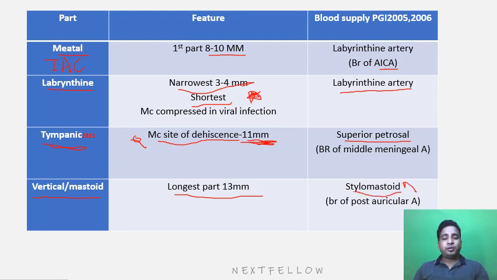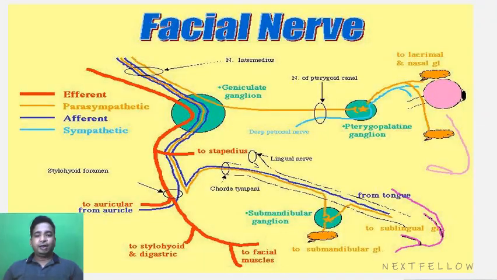Just try to remember, for the vertical part, the facial nerve exits from the stylomastoid foramen. So the blood supply will be the stylomastoid artery, that is a branch of the posterior auricular artery. Now again, one simplified diagram just to show how many fibers are there in the facial nerve. So this red one is the motor fiber, or we can say efferent.